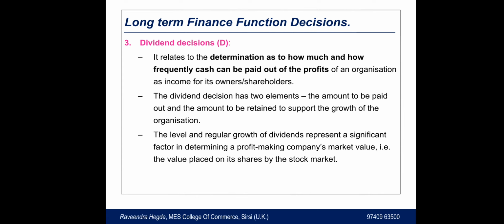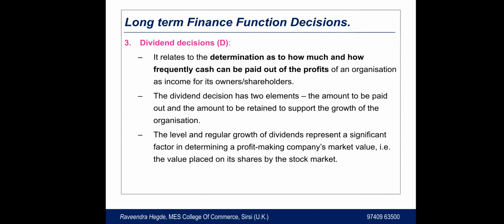For a sole trader, this income would be termed as drawings, and for a limited liability company, the term is dividends. The dividend decision thus has two elements: the amount to be paid out and the amount to be retained to support the growth of the organization. And remember, the level and regular growth of dividends represent a significant factor in finding a profit making company's market value. That's the value placed on its share by the stock market.